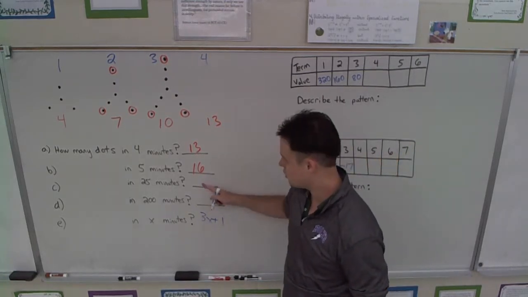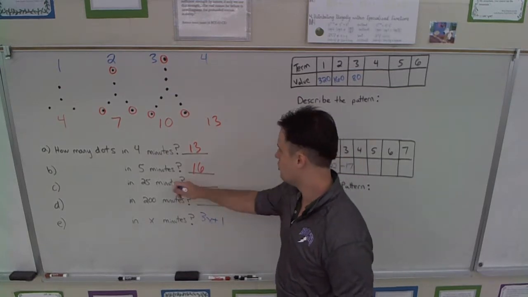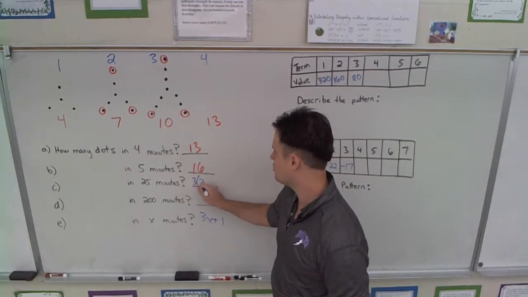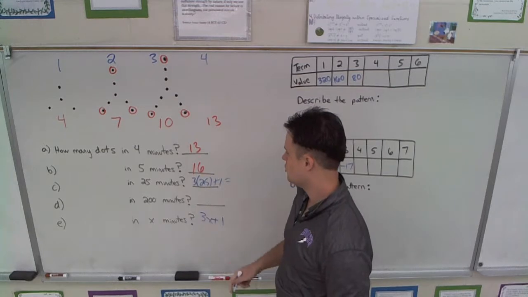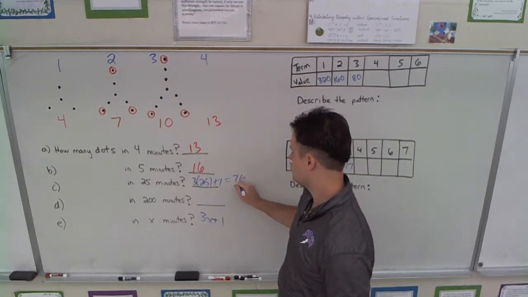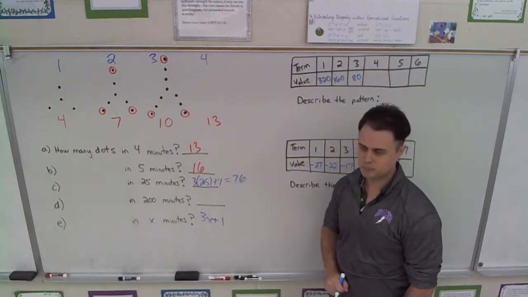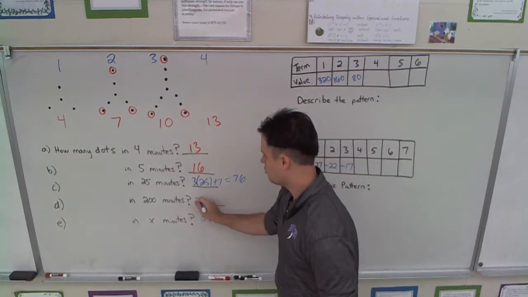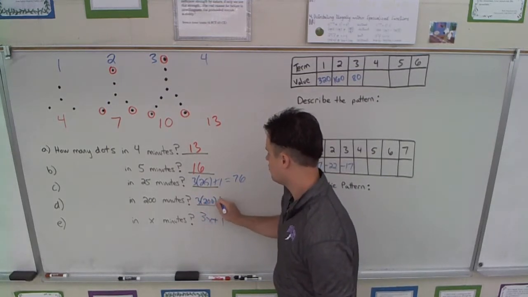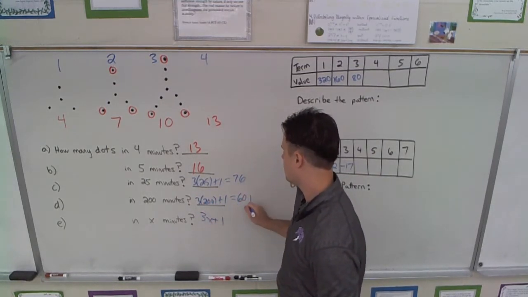So we've got this, so that makes these real easy. So now I can just go, well, if x is 25, then it's 3 times 25 plus 1. I think that's 75, so 76. Oh, yeah, right? If it's 200, I can just go 3 times 200 plus 1, which is 601.